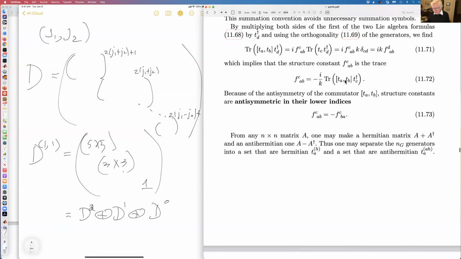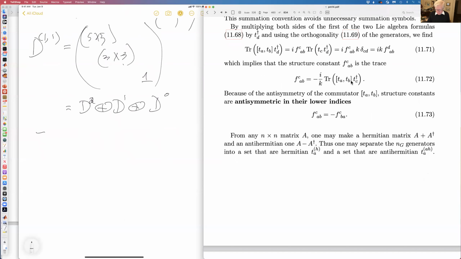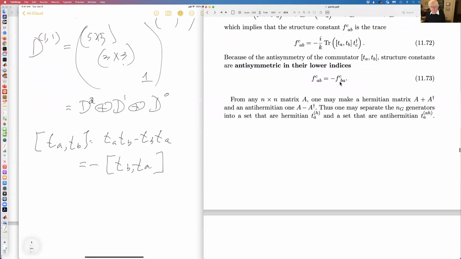Now this commutator is obviously anti-symmetric in A and B, because of course [TA, TB] is just TA times TB minus TB TA, and so obviously this is equal to minus [TB, TA]. So this is anti-symmetric in A and B. So these structure constants are anti-symmetric in their lower indices because the commutator is anti-symmetric.